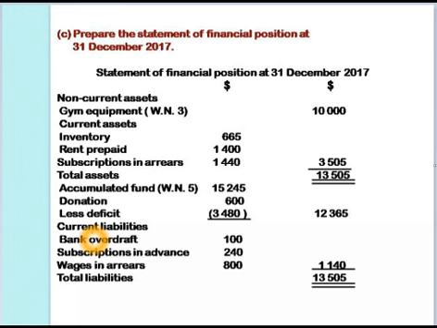In current liabilities we have bank overdraft, which is mentioned in the receipts and the payment account as the end balance, and we have subscription in advance, which was mentioned in the first additional bit. Then wages in arrears, which was mentioned in the second additional information, and again we are going to take all the balances which were on 31st December 2017. Once we add all the liabilities, our assets and liabilities are equal. So with this we tally the statement of financial position, and this ends the C bit of our question.